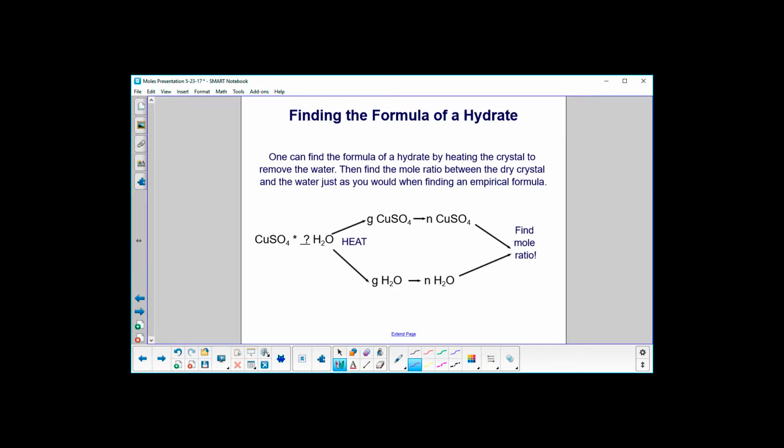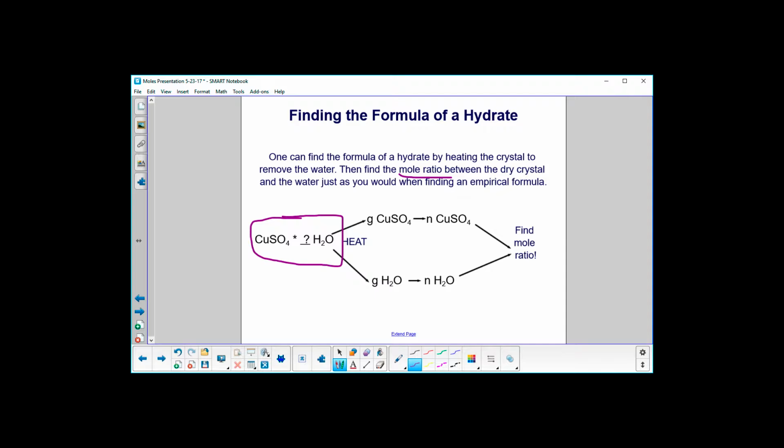In the lab, you can actually find the formula of a hydrate by heating the crystal to remove the water. Then, find the mole ratio between the dry crystal and the water just as you would when finding an empirical formula. Same process. So here's our mystery. We have copper sulfate. We know it's hydrated. We just don't know how much.